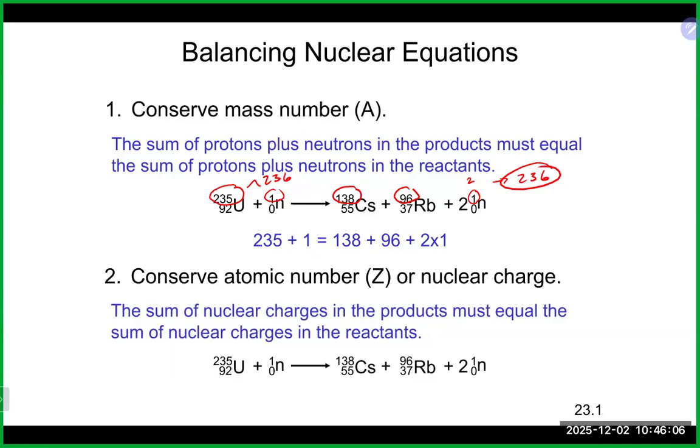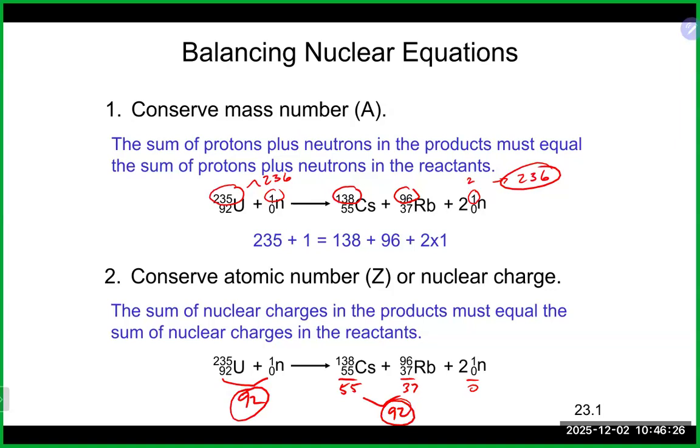So all of the atomic numbers on the left-hand side need to equal the atomic numbers on the right-hand side. So here that's 92 and 0, which is 92. That's 55 and 37 and 0, right? When you add up all the bottom numbers there, it's going to give us a 92 on both sides. So this would be balanced.